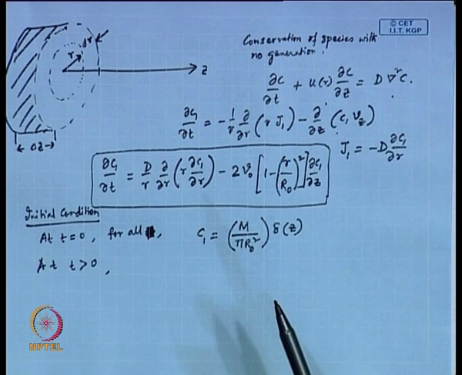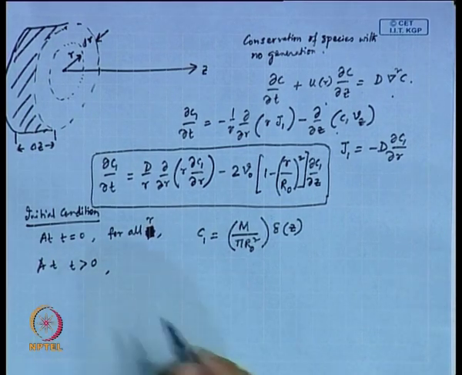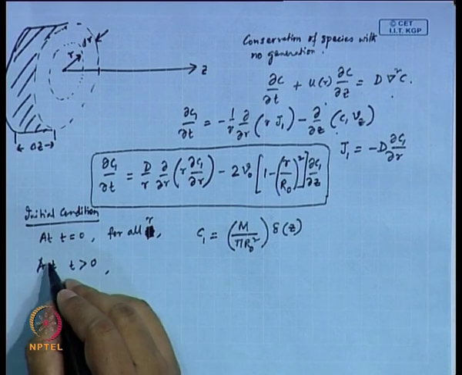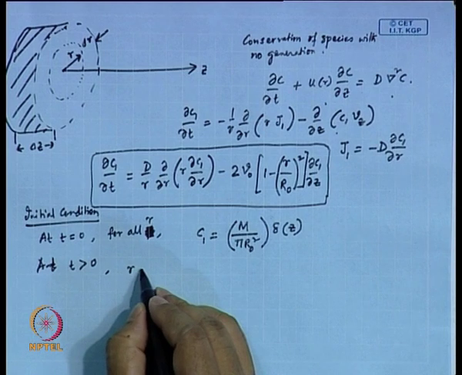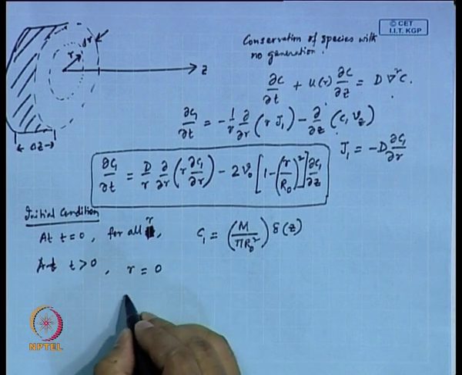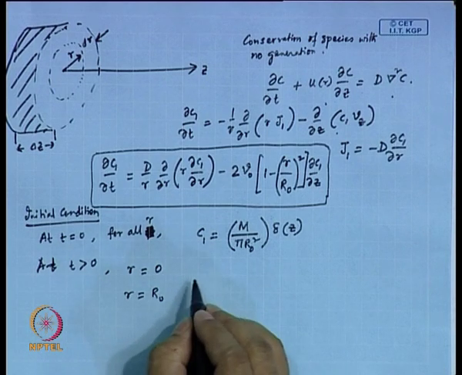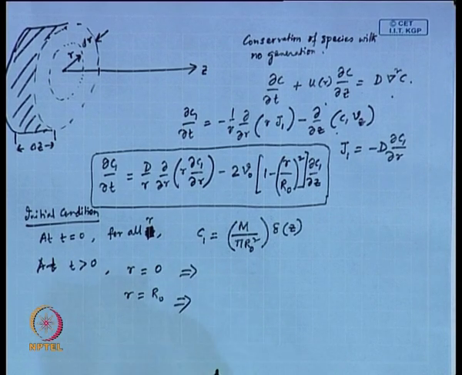You want to call this for all r, m by pi r 0 square delta z. And for t greater than 0, at r equal to 0 and r equal to r 0, can you tell me then what would be the conditions here?